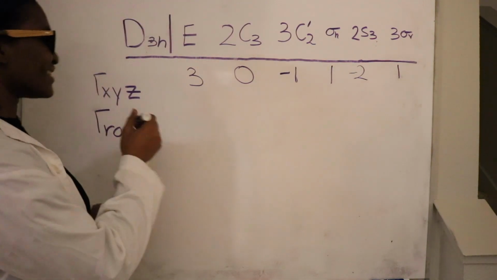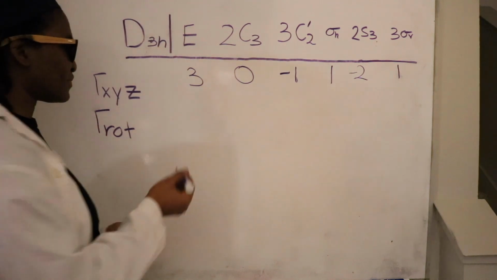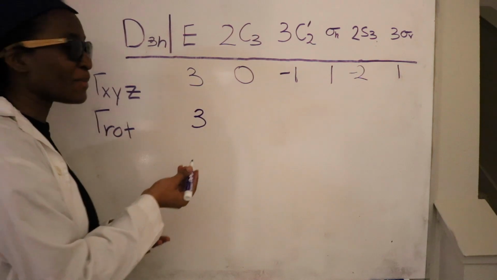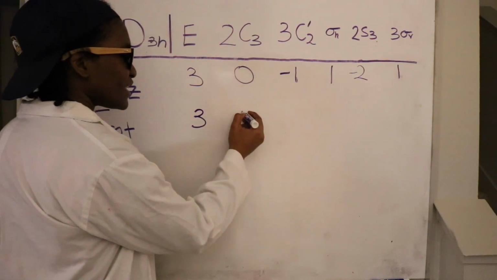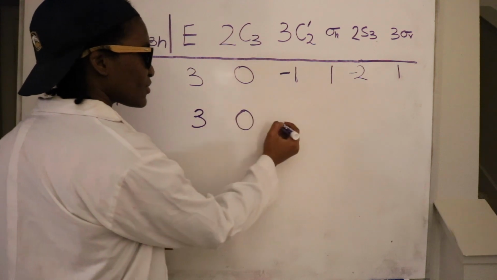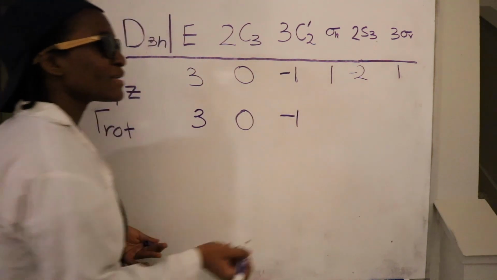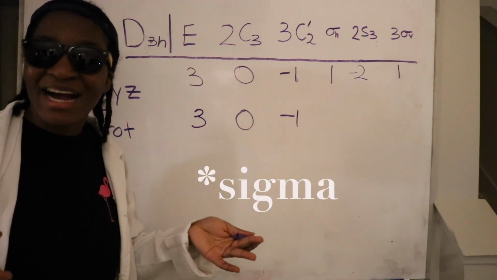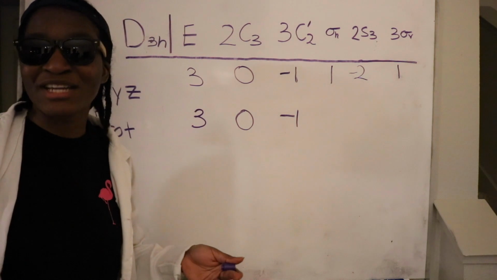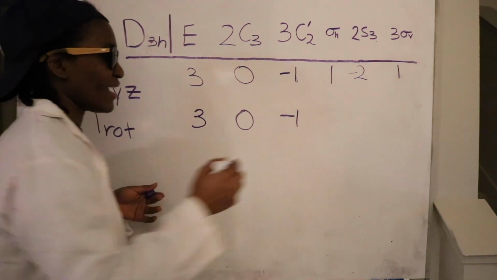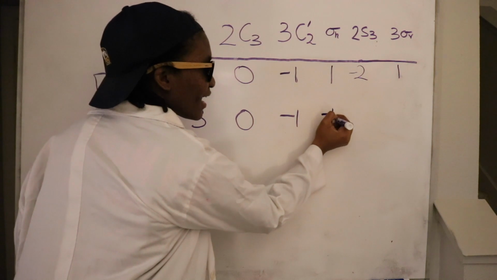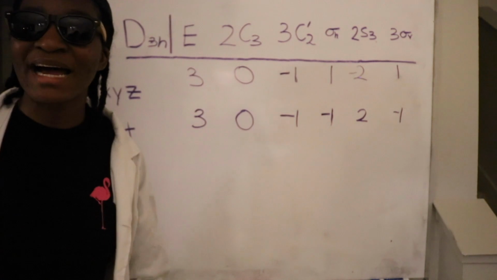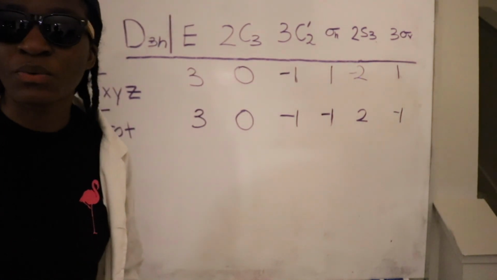To find the rotational gammas, basically your identity function remains the same. Additionally, your proper rotations also stay the same. But the only things that change are your symmetry and your improper rotations. Negative 1, 2, negative 1.